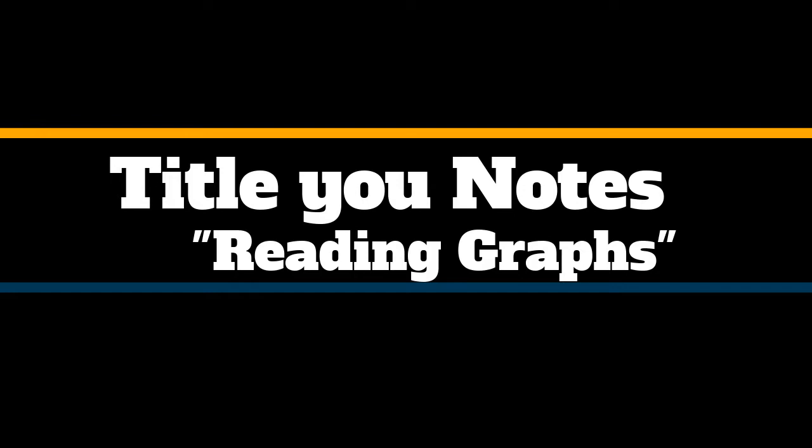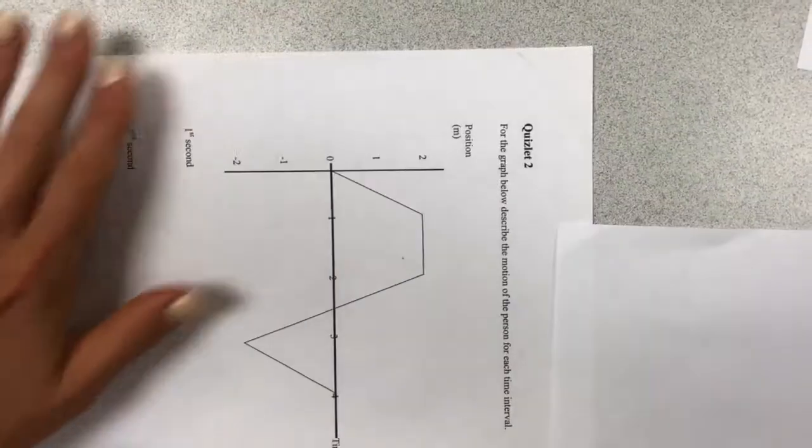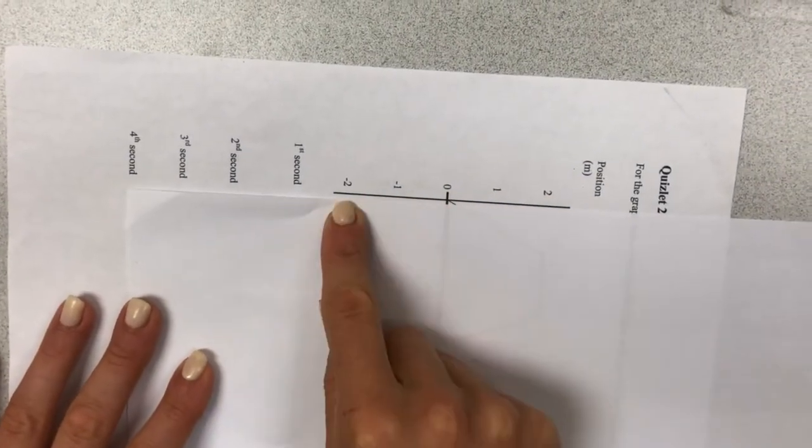We're going to start off with a little bit of review, and then we're going to jump into how to read a velocity versus time graph. Here we go. A position versus time graph shows us where something is as time goes by. Take out Quizlet 2 to take a look at this. So don't forget our trick that we do. We rotate the paper sideways, we put our paper here, and this is the position in the positive and the negative direction.